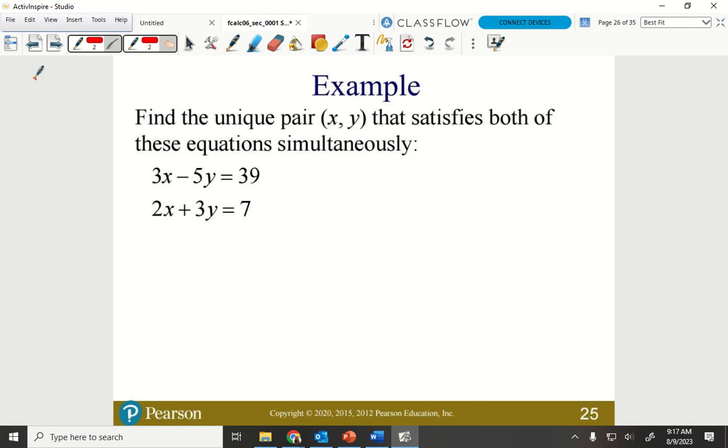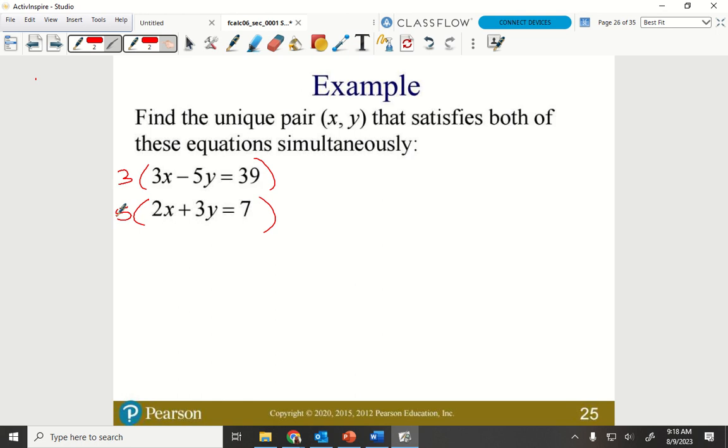Eliminate makes us have the magic number. What's the magic number? 0. 0 is a magic number. It gets rid of stuff. And so when stuff goes away, everything gets easier. So I'm going to either cancel out the y's or the x. I'm going to do the y's because I already have my positive and negative in place. So I'm going to multiply the top one by 3 and the bottom one by 5.